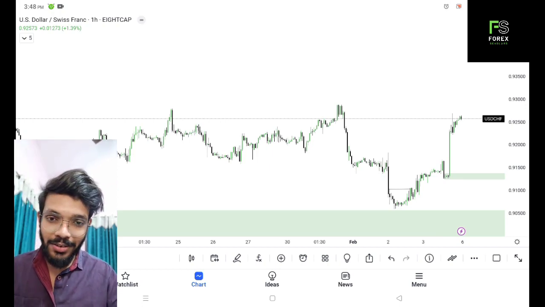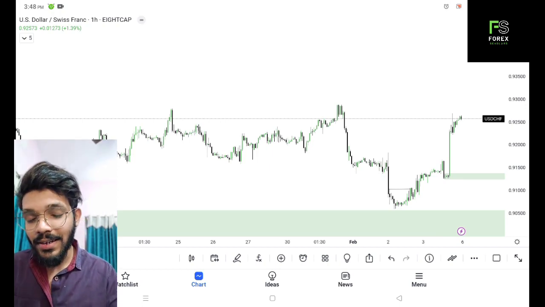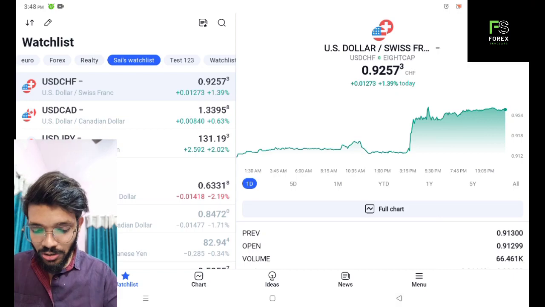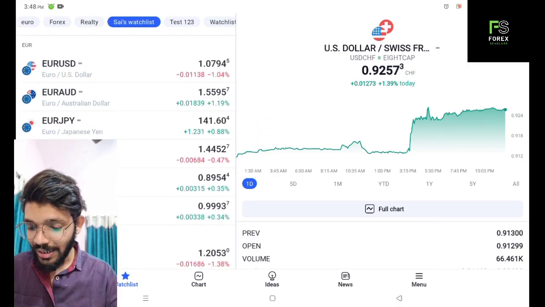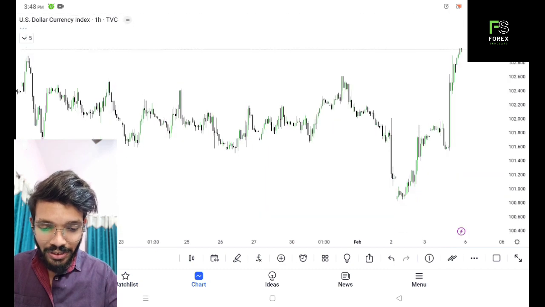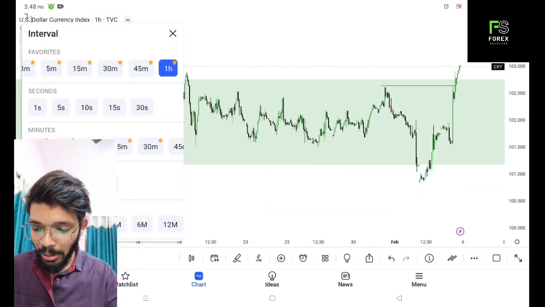So today we'll discuss the upcoming week's trade ideas and the analysis of different pairs that we are going to use in the upcoming week. So let's first start with the dollar index and see what the dollar index has done this past week and how it can react in the coming week as well.